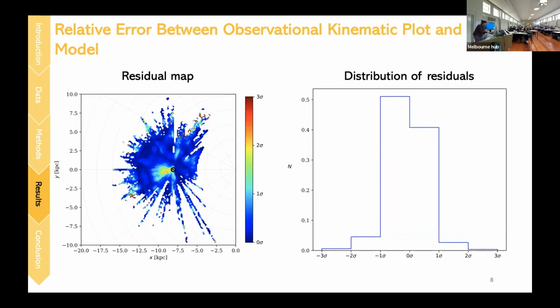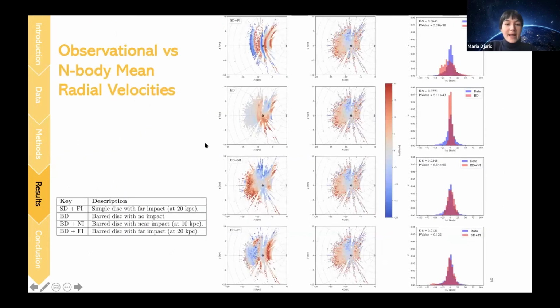No worries. So possibly the smoothing via the Gaussian kernel may have diffused some of the kinematic structure. Finally, this is my comparison of the data, which is in the middle column, to each of the mean radial velocity plots on the left-hand side with the keys described in the table here. And we have a histogram on the far right for each plot in each row.